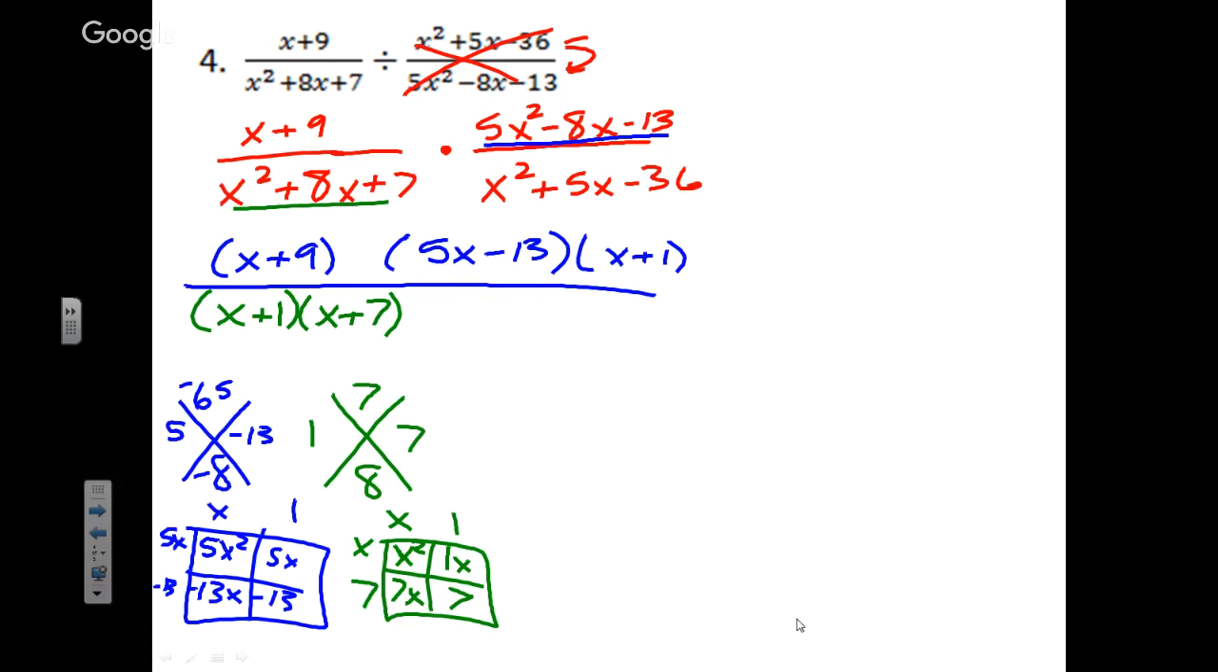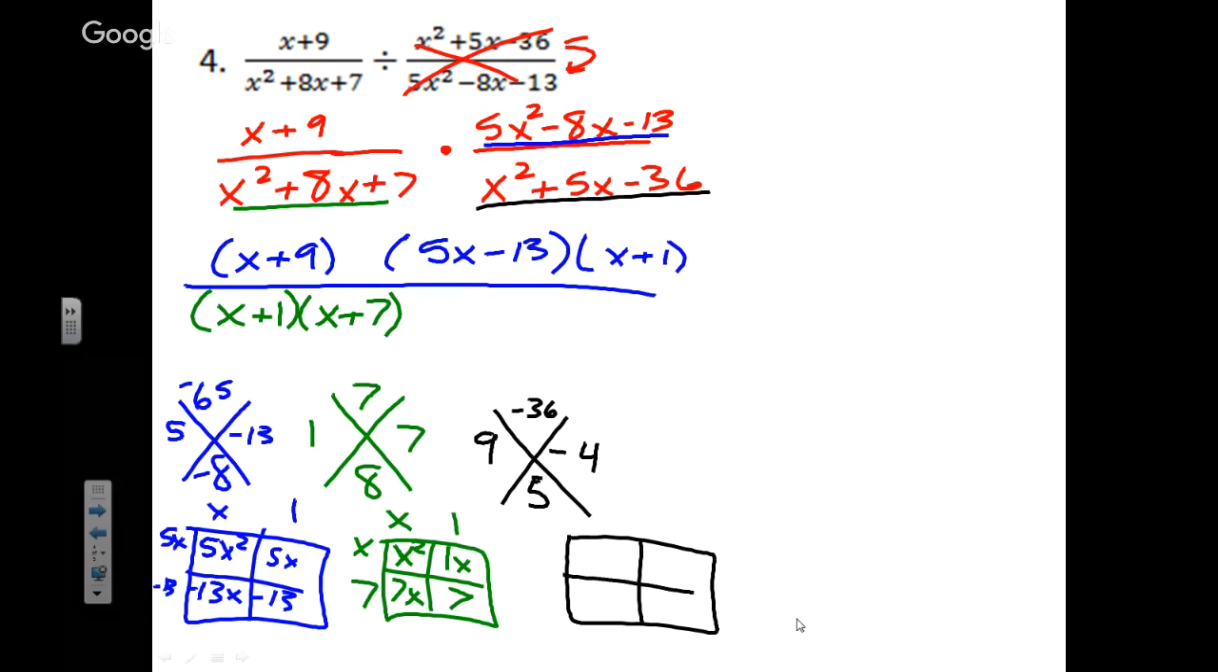And then finally is here, which is going to factor to negative 36 here, 5. So that's 9 and 4, where the 4 is negative. Okay. So then the box for that is x squared, 9x, minus 4x, negative 36, x, x, 9, negative 4. And we get x minus 4, x plus 9.